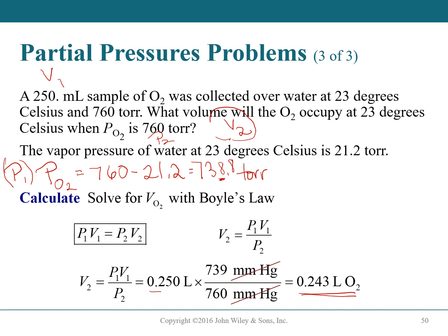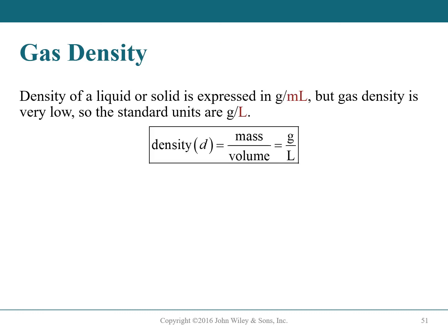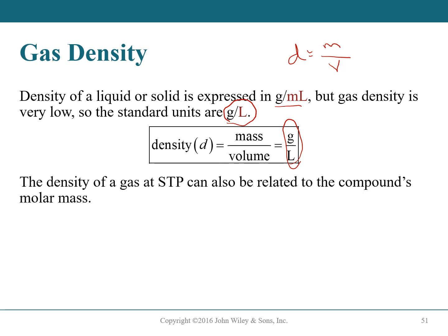Okay, let's continue. All right, gas density. Gases are really light. So whenever we talk about liquids or solids, we're talking about their density in grams per milliliter. But because gases are so light, our standard units are grams per liter. Okay, so the formula for density, which you should know because we use it all the time. Density equals mass divided by volume, but in this case, whenever you're talking about a gas, you're going to be looking at grams per liter.